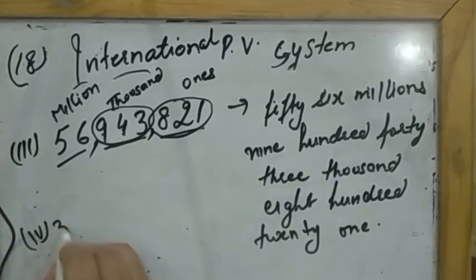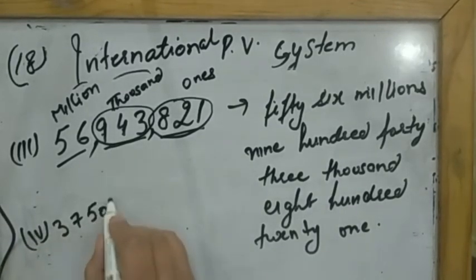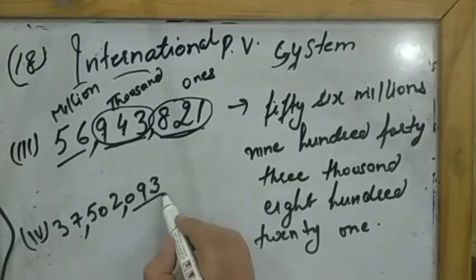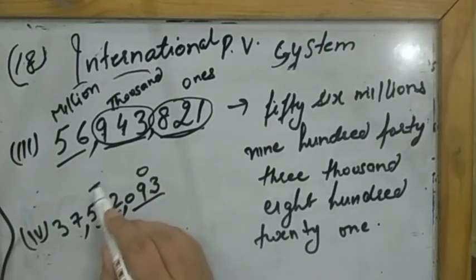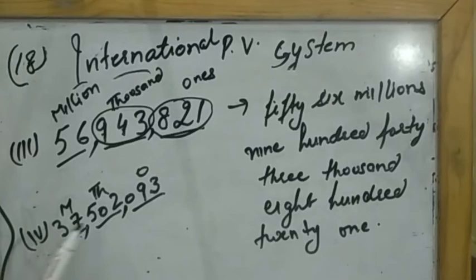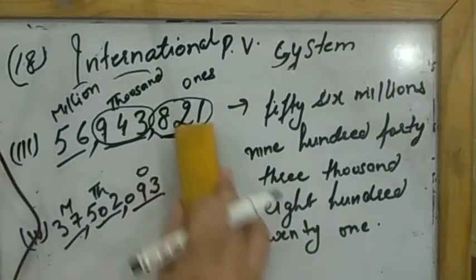Now let me take one more example. They say 37502093. So first of all, put the commas. So after every 3 digits, you put the commas. So this belongs to the period ones, this belongs to the period 1000, and this belongs to the period million. So how I will read this? I'll say 37,502,093. So this is how we read and write and put the commas according to the international system.